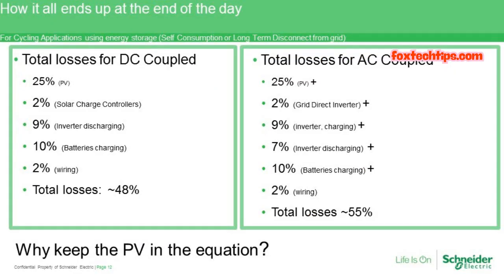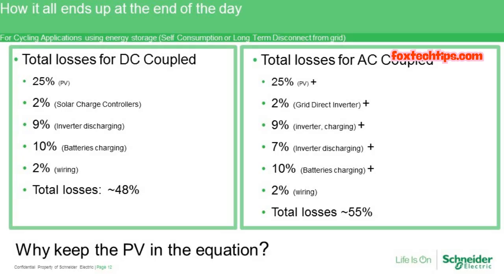So how does it all end up at the end of the day? So total losses for a DC coupled system, when including the PV, because we're doing a total system sizing practice, total losses end up being about 48%. And this is in a cycling application. So if we took the batteries out for charging, which could be anywhere between 15% for floodeds, 5% for lithium or other technologies. And so really what we want to show here is that there are some losses along the way.